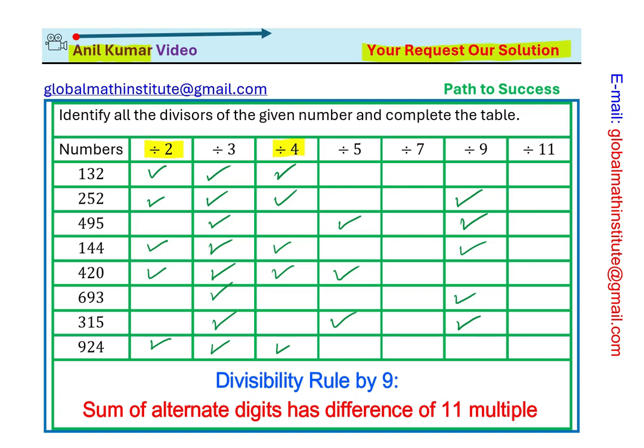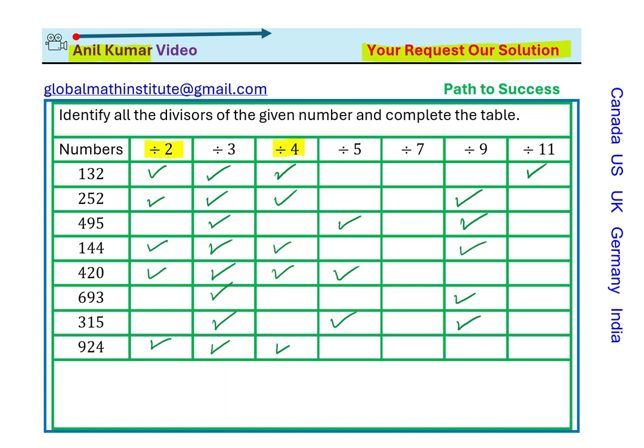Great. Let's do 11. So in 11, the sum of alternate digits, the difference should be a multiple of 11, right? Hmm. So 1 and 2 is 3, and in between we have 3, it works. 2, 2, 4, it doesn't work. 4 and 5 is 9, and we got 9 in between, that works. 5, this will not work.